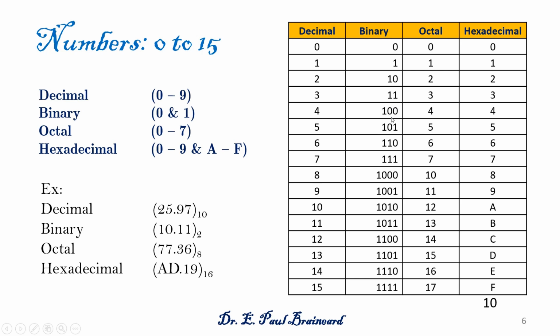The sequence goes on. In the third column, let's write octal numbers. The numbers are 0 till 7. There is no number 8 in octal system, therefore the next number is 10. In the fourth column, hexadecimal numbers are represented. The decimal numbers from 0 to 9, and after 9, the English alphabets from A to F.